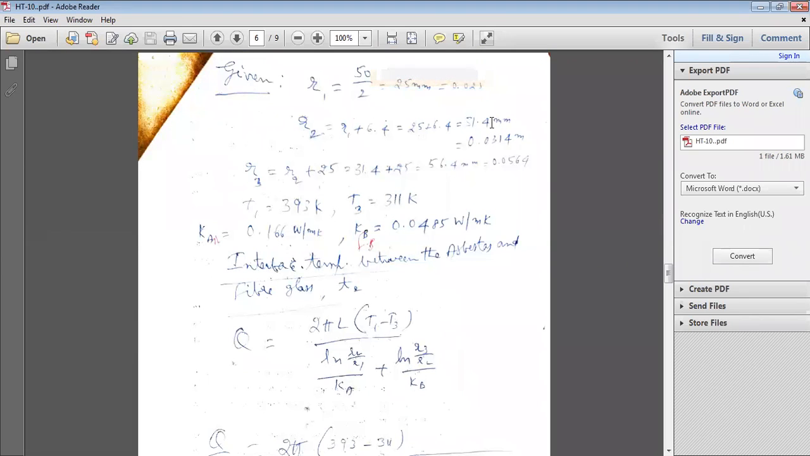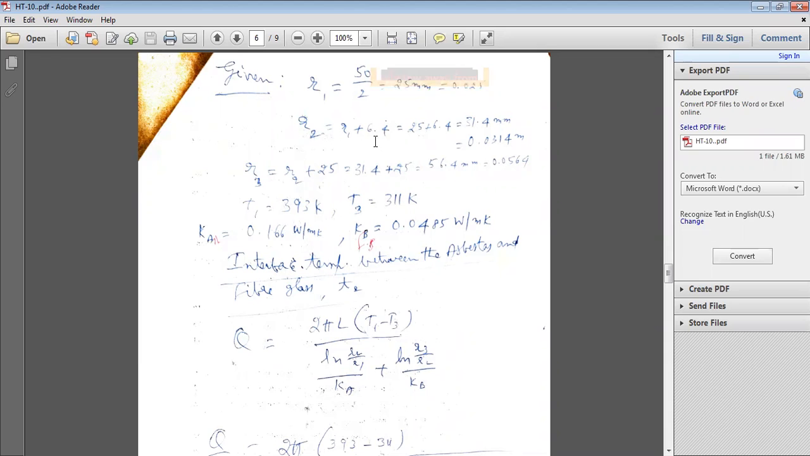Here R1: the steel pipe has an outer diameter of 50 mm, so the outer radius R1 is 50 by 2, that is 25 mm, or 0.025 meters. Next, R2 is R1 plus 6.4 mm.